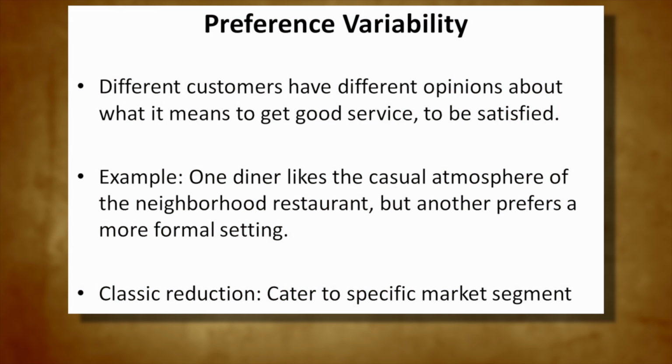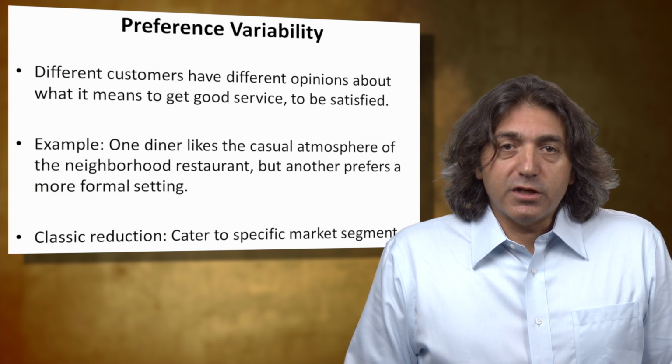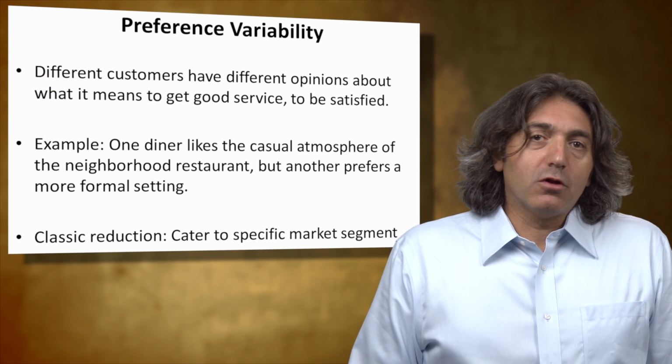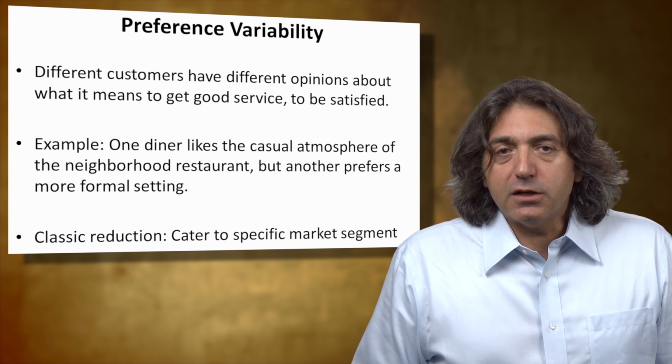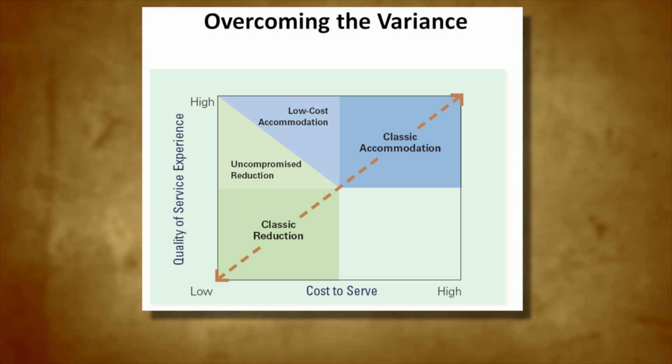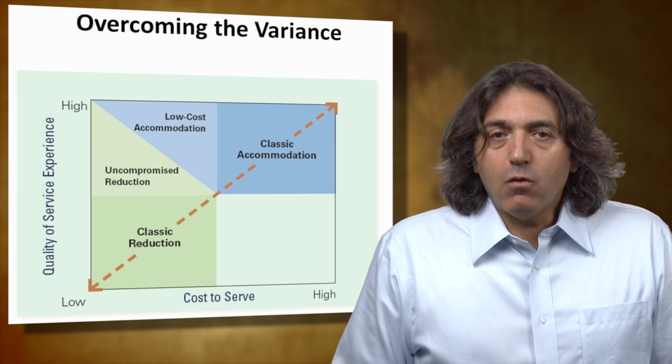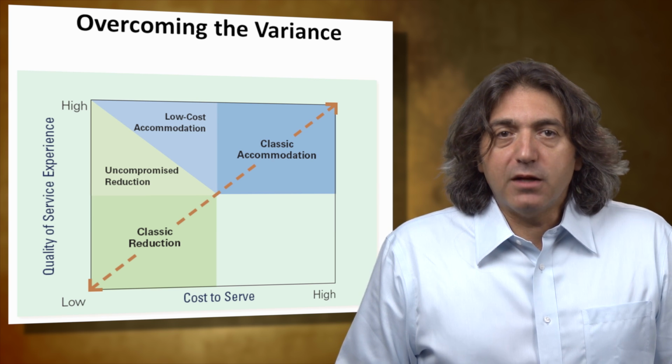Preference variability. Different customers may judge service experiences and service outcomes differently. One may like casual eateries and another may prefer more formal tablecloth type places. Obviously, it can be expensive to cater to all needs. So those are the ways that customers introduce variability into services. They vary in many ways. When they come, what they want, what they can do, what effort they expend, and what they like.